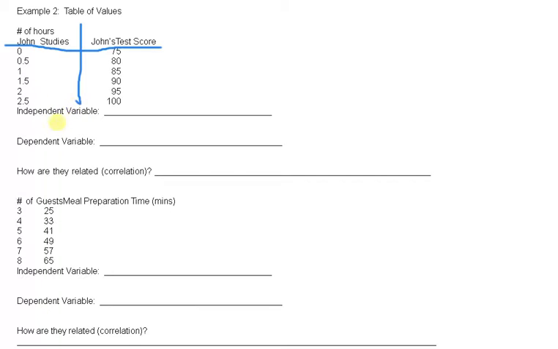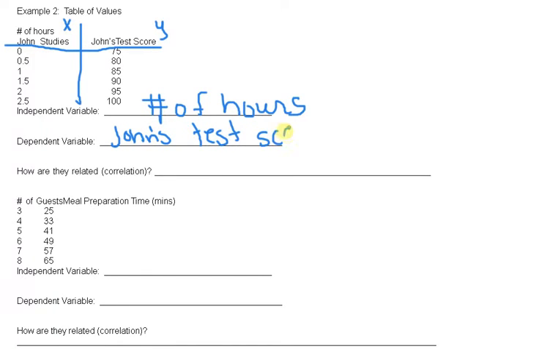Okay, so let's name the independent variable. So first we can cheat. This is always going to be x, and the right side is always going to be y. So the independent variable is the number of hours John studies. Okay, so we can just put number of hours. And in regards to the dependent variable, it's John's test score, because we know that John's test score depends on the number of hours that he studies for.